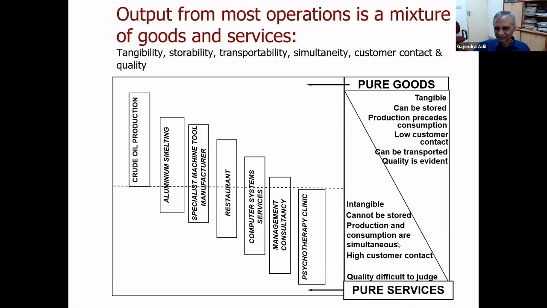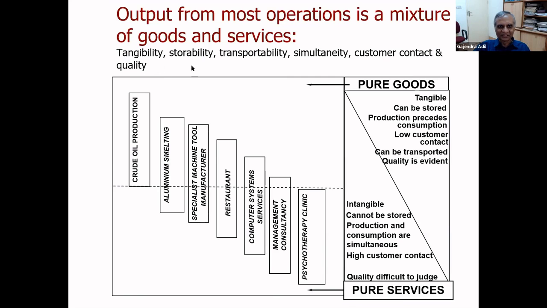Production and consumption happen simultaneously. Customer is there, so high customer contact. Quality is difficult because many things are subjective here, subject to the perception of the customer. Now, pure services in the real pure sense may not exist. Many services, for example IT services, the customer contact may or may not be required. Somebody is working from the other end on a database, you are seeing it on the other side, and you don't see the person who is actually working on it. So customer contact is not there, but somebody is working on it. So there are some exceptions, but in general, this is how we define.